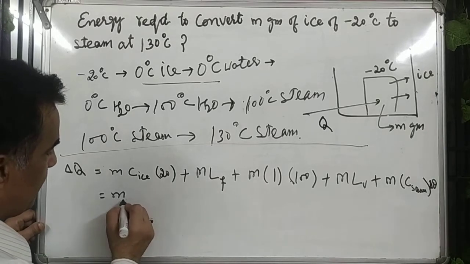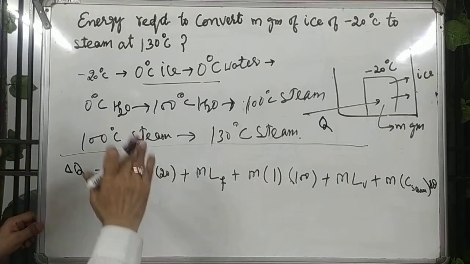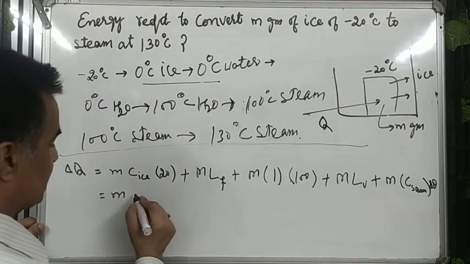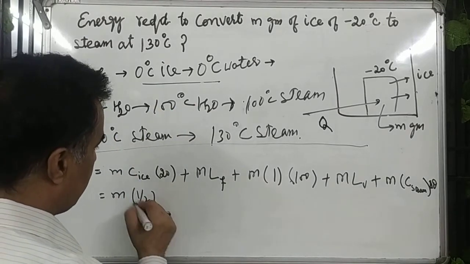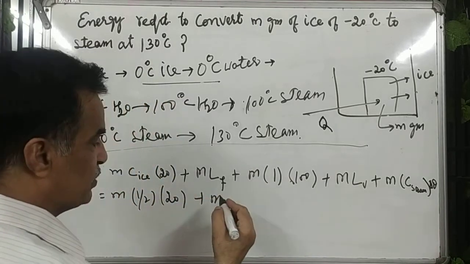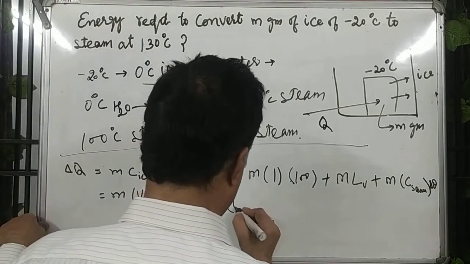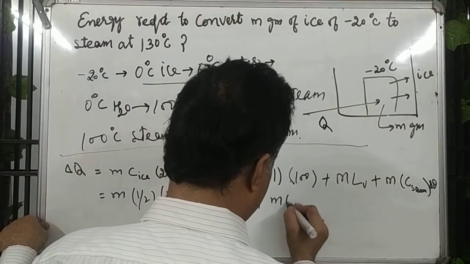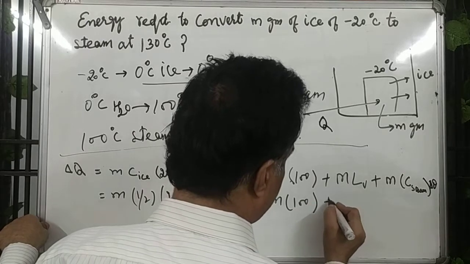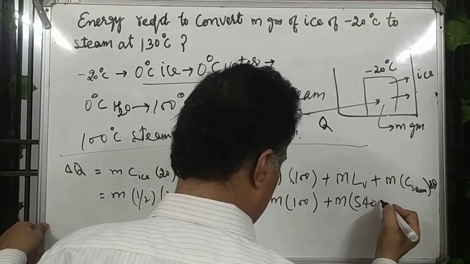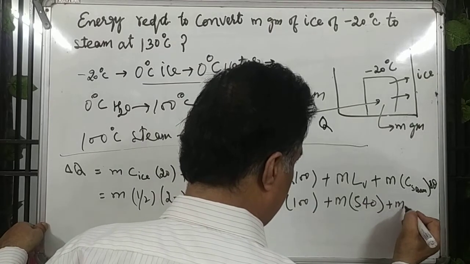Now I am substituting the values. This is m, the specific heat for ice is half calorie per gram per degree Celsius. So this is the half, and this is 20, plus m, the latent heat of fusion for ice is 80 calorie per gram, plus m into 100, plus the latent heat of vaporization is 540 calorie per gram, plus m.